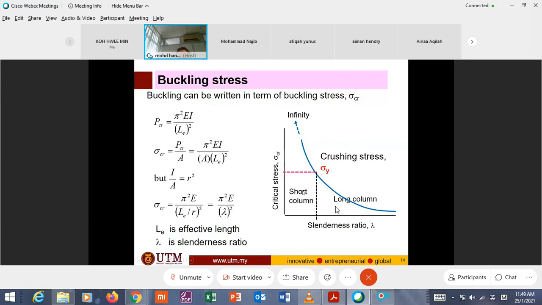Therefore, we divide into two, short column and long column. For a long column, we use this formula, and for a short column, you just use sigma y. If the yield stress is equal to 500, then it will only crush when it reaches 500. For a long column, maybe it is 200, but it starts to buckle. That's a long column.